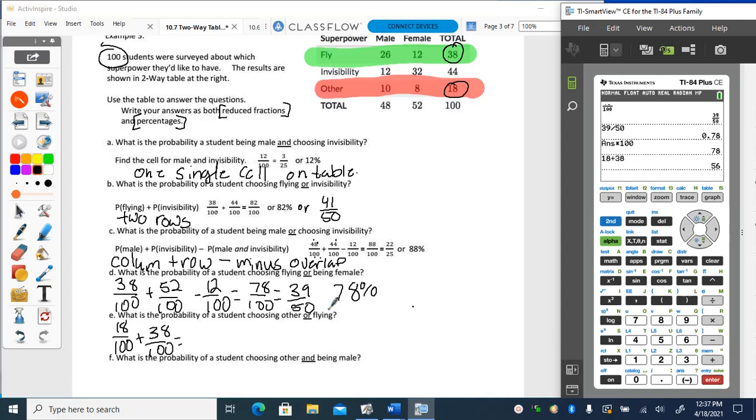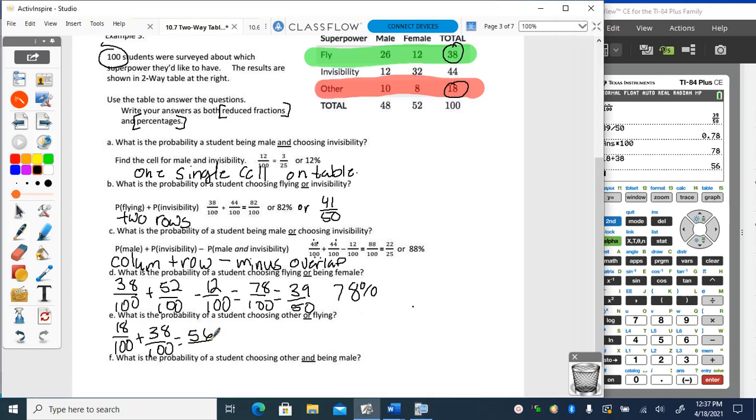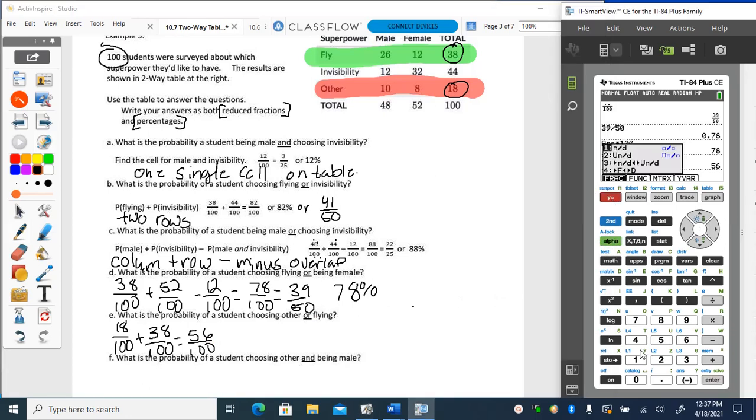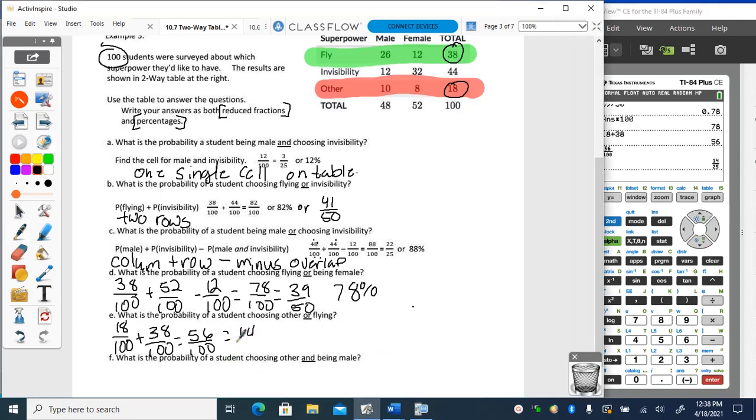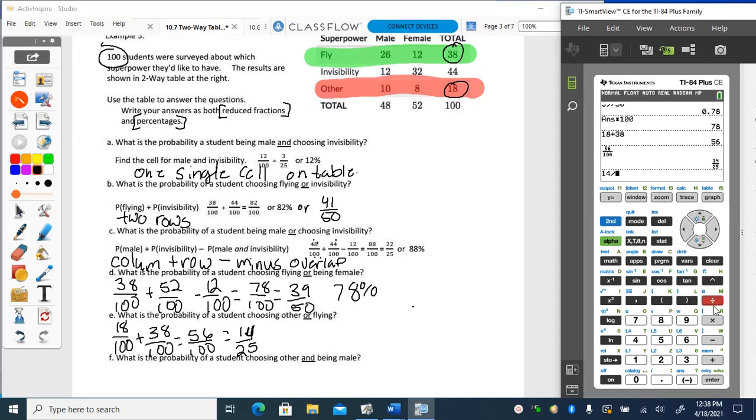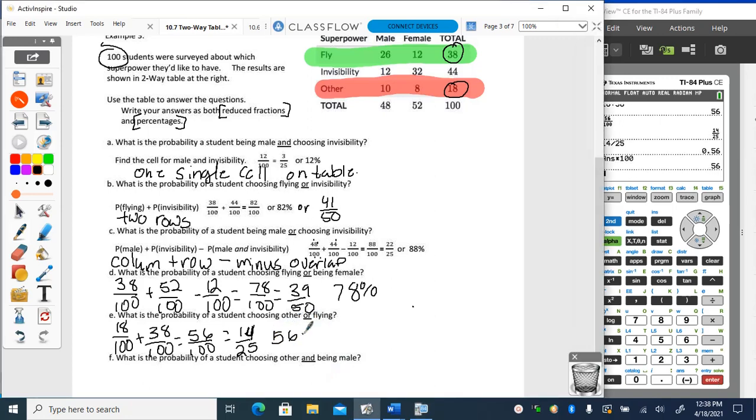So 56 over 100 will give us 14 over 25 for our reduced fraction. And then 14 divided by 25 times 100 is 56%. So we have 14 over 25 or 56%.